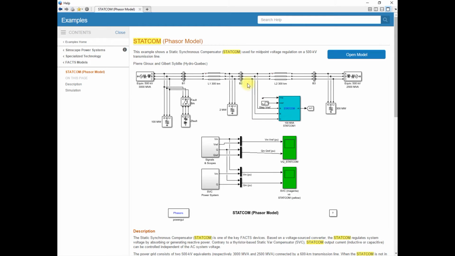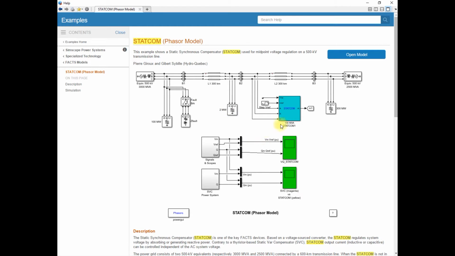Now you can see that here the STATCOM is connected at the center or midpoint of the line, at bus B2, to maintain the rated voltage at bus B2. At bus B2 the load connected is 2 megawatt, and at bus B3 the load connected is 300 megawatt. Same way, at bus B1 a load of 100 megawatt is connected, and here a fault breaker is connected that is used to simulate the fault. Later on we will understand how this STATCOM responds during the fault condition and maintains the voltage regulation in the power system.